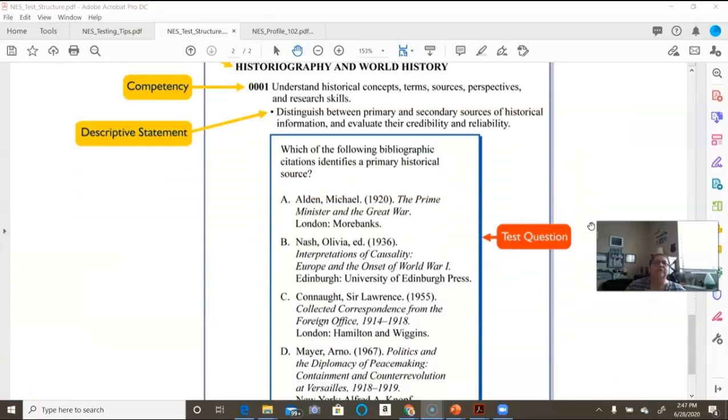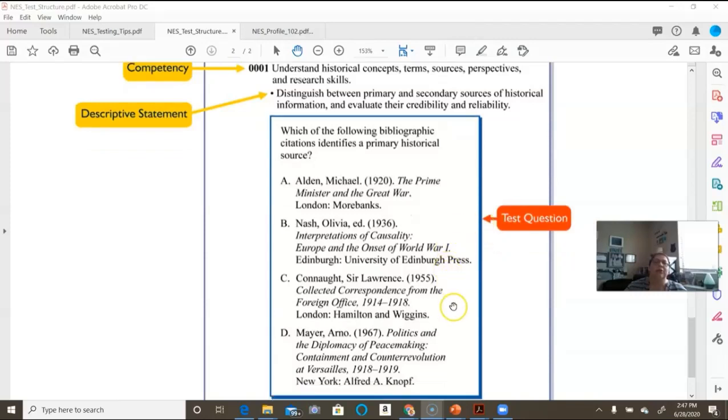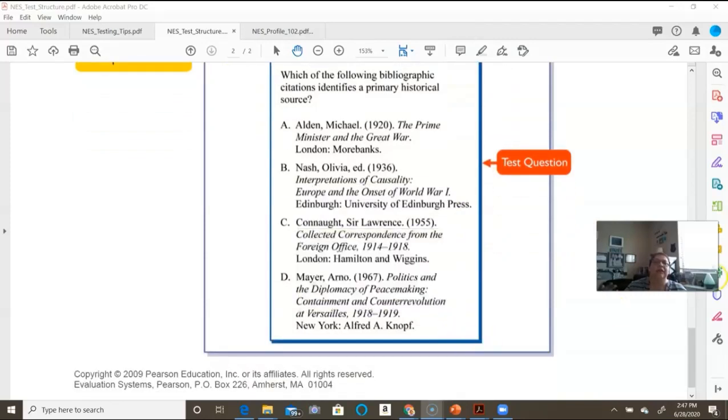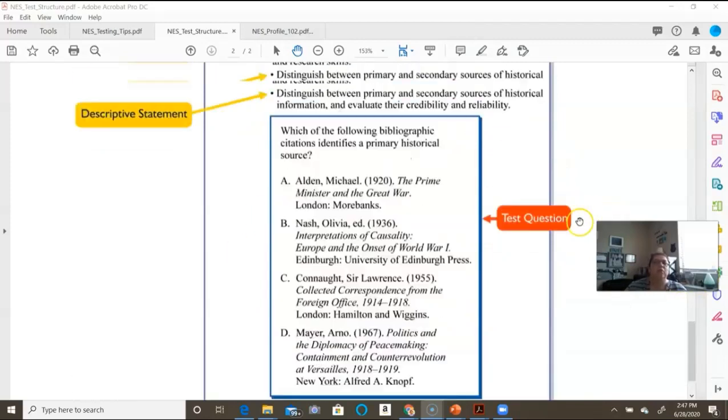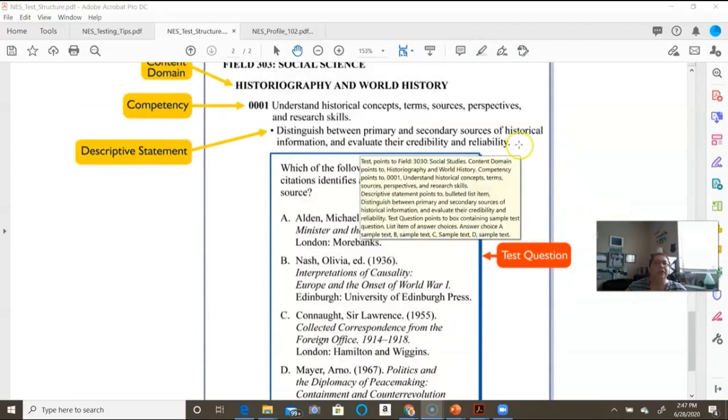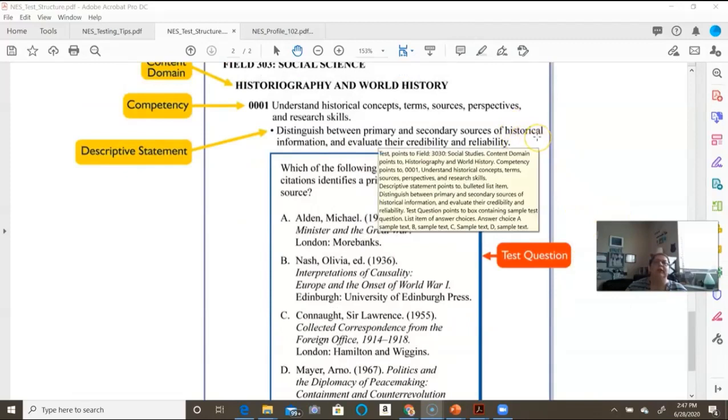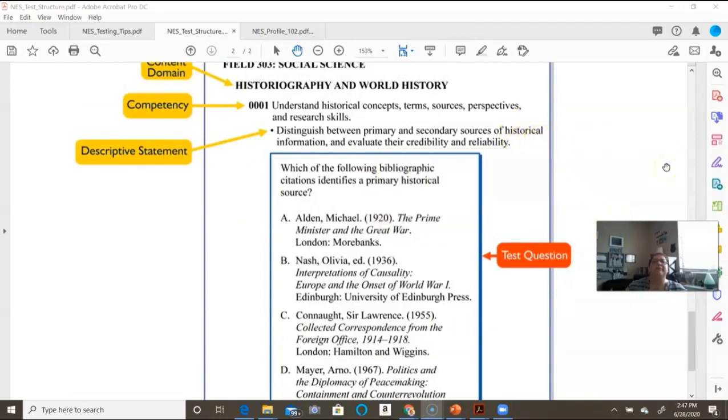So here's one of the test questions. Which of the following bibliographic citation identifies a primary historical source? And then you look through them and test your knowledge, and then they'll provide you answers. So this at least gives you a gist of what they're actually looking for you to do from this goal, this learning goal. So the descriptive statement is really your learning goal.